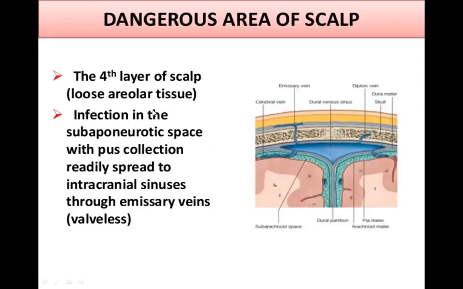The fourth layer of the scalp, the loose areolar tissue layer, is known as the dangerous area of the scalp. Infection in the subaponeurotic space with pus collection readily spreads to the intracranial sinuses through the emissary veins, and therefore it is known as the dangerous area of the scalp.